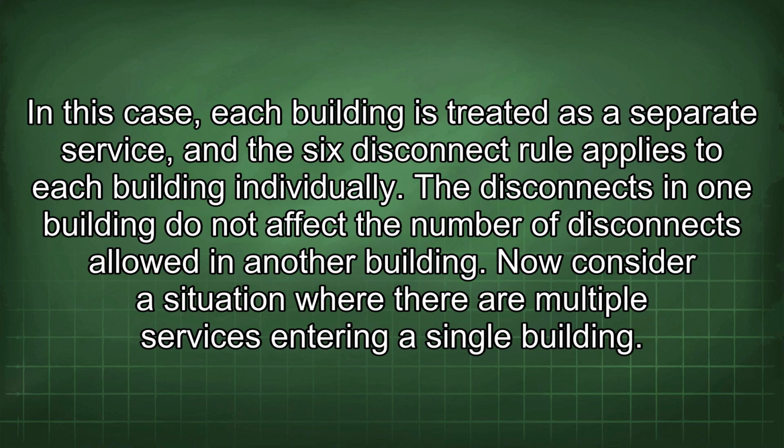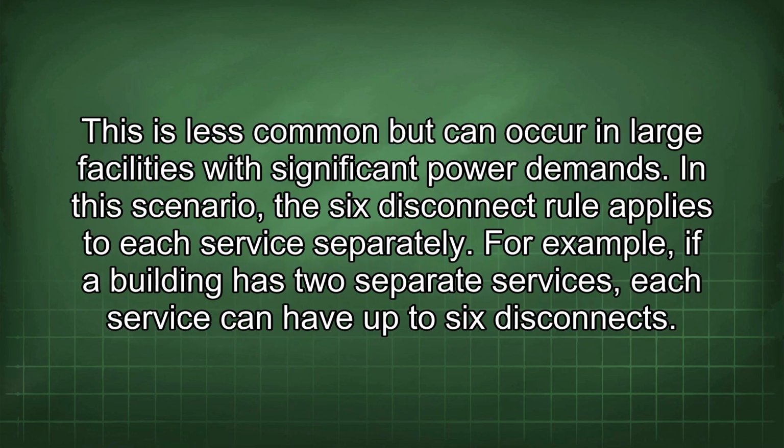Now consider a situation where there are multiple services entering a single building. This is less common but can occur in large facilities with significant power demands. In this scenario, the 6 disconnect rule applies to each service separately. For example, if a building has 2 separate services, each service can have up to 6 disconnects.